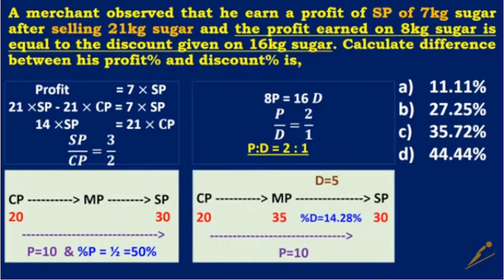MP becomes 35 rupees if SP is 30 rupees and the discount is 5 rupees. The discount percentage is calculated by dividing the discount of 5 by the MP of 35 times 100, which is 14.28%. Thus, the difference between profit and discount percentage is 35.72%. Option C is the correct answer.